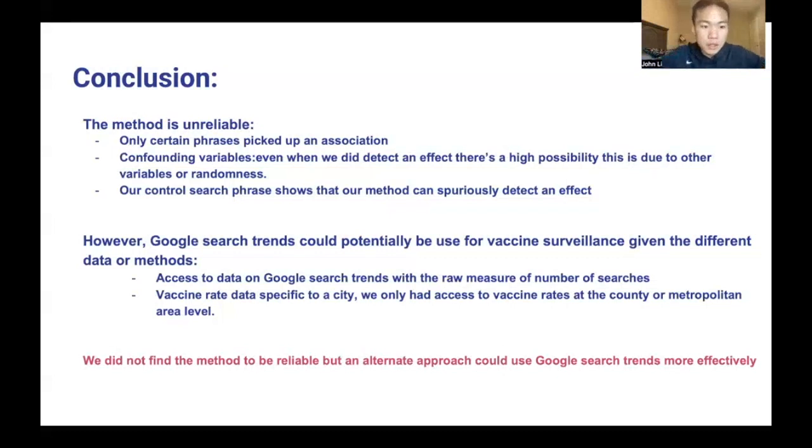However, we still believe that the Google search trend could potentially be used for vaccine surveillance with different data or methods, such as if we can get vaccine data for a specific city, or the Google search trend data on a raw scale. So even though we did not find the method to be reliable in this study, we believe an alternative study or approach could use the Google search trend data more effectively.